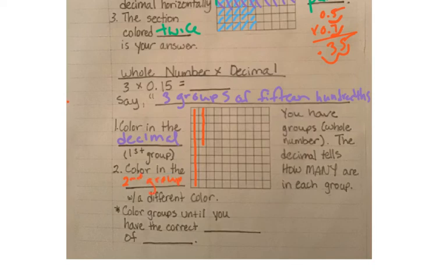With a different color. Ignore the fact that I wrote, oh, yeah, you know what? That might confuse you, so I'm going to keep writing this in purple. Second group, in a different color. So pick up a different color pencil. We have 5, 15, and then you're going to color groups until you have the correct number of groups.